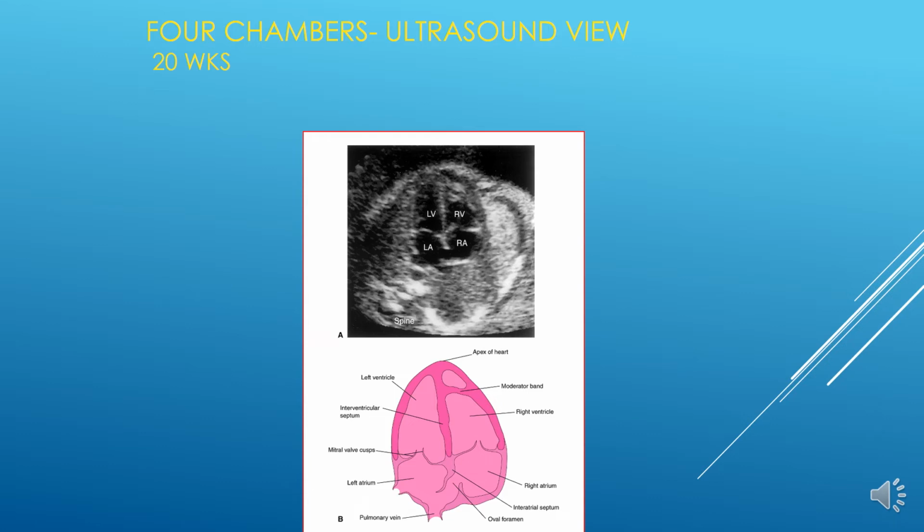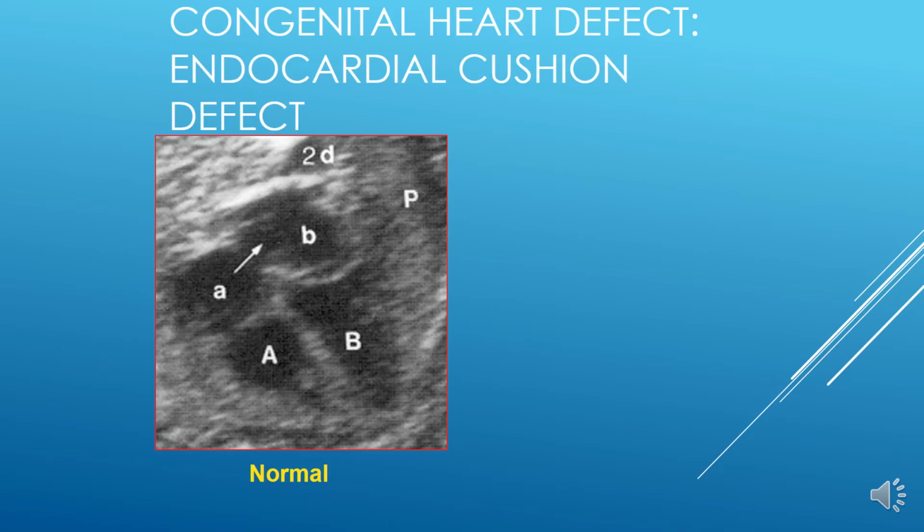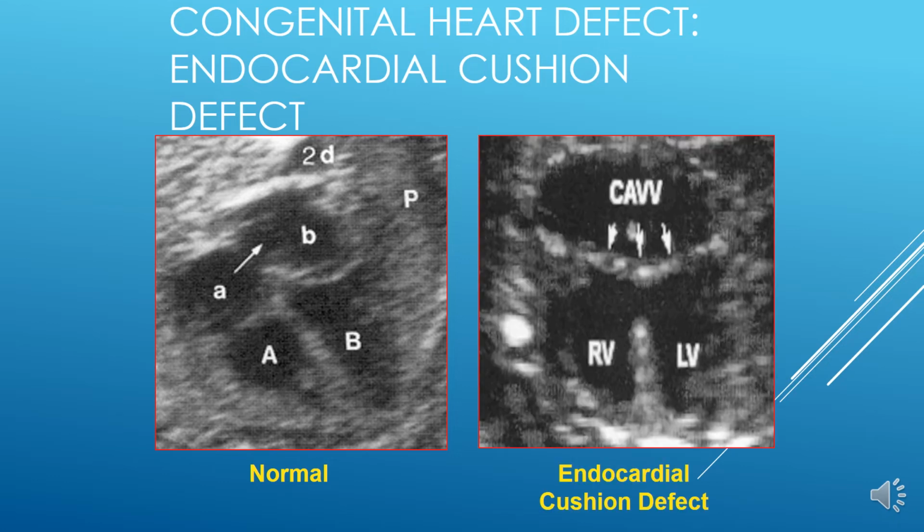So this is a 4-chamber ultrasound view of a 24-week patient, which shows all the 4 chambers, and a congenital heart defect with endocardial cushion defect can be seen. There is a common atrioventricular valve.